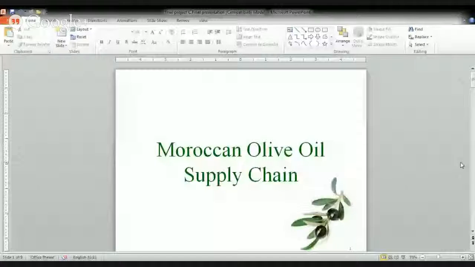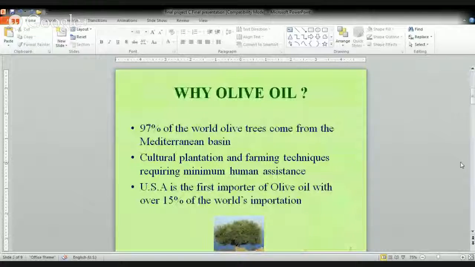All right, olive oil. Why olive oil? Historically, olive is a fruit crop that is closely linked to the Mediterranean, which is believed to contain 97% of the world's olive trees. Throughout the years, the olive has traditionally been known to be well adapted to areas unsuited to other tree crops and capable of fruiting satisfactorily with a minimum of human assistance.